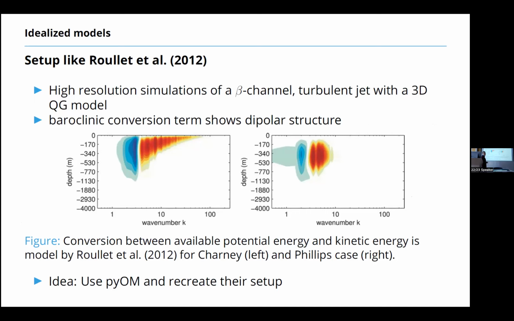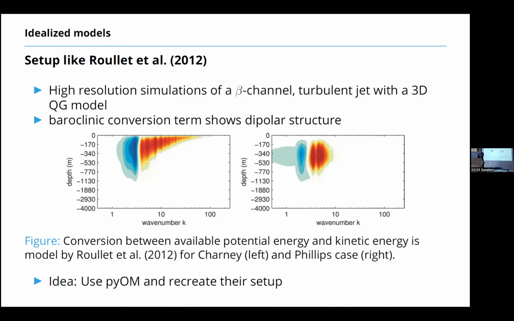I'm setting up these idealized setups, and the first idea was to replicate the setup used in simulations of a beta channel with 3D turbulence and in a quasi-geostrophic model. Their baroclinic conversion term featured a dipolar structure, where you have the sink, for two different types of baroclinic instability. That's not so important here because for both they find the scale-dependent baroclinic production term. So the idea was to use the PyOM model and recreate their setup.